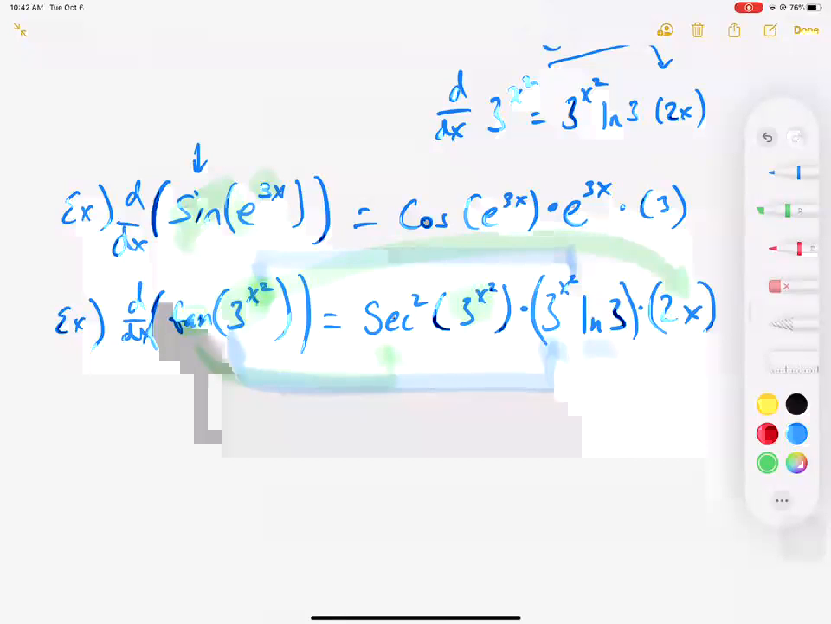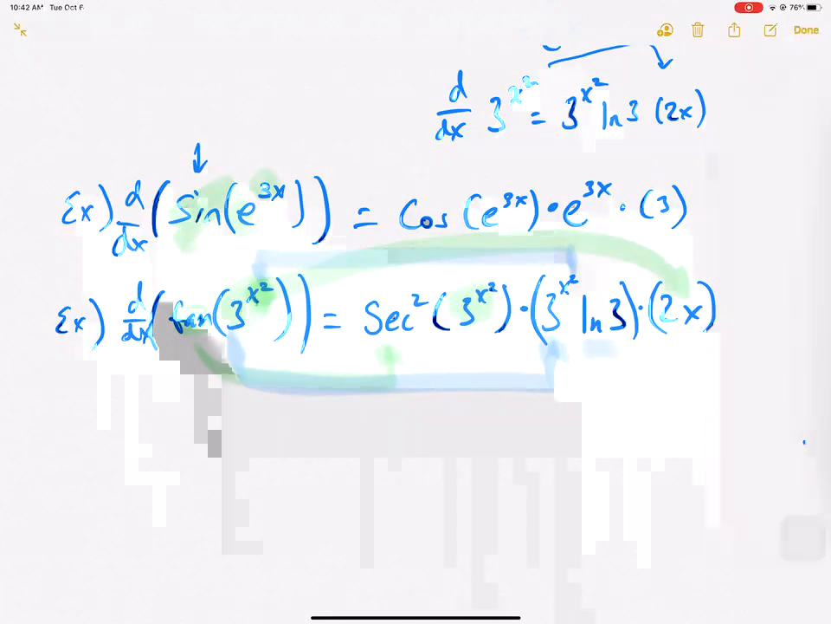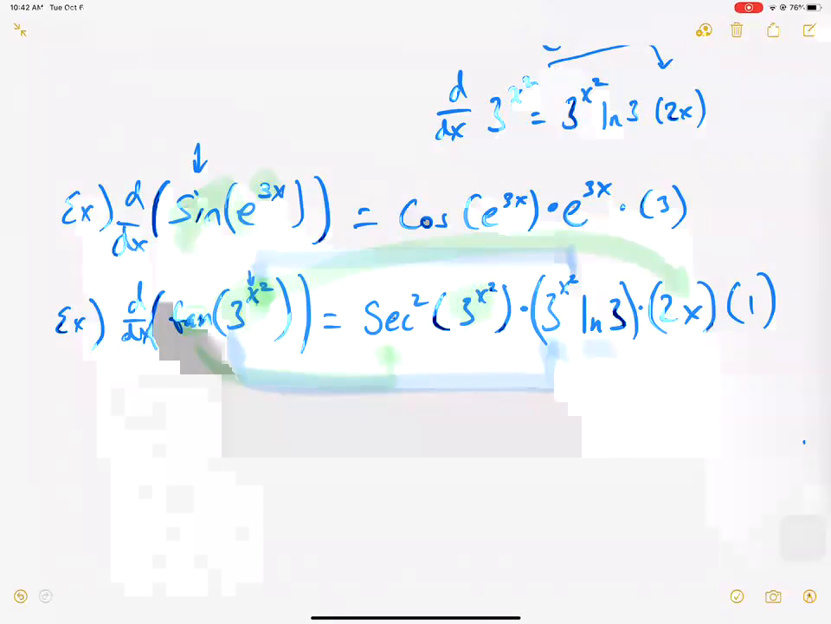If you want to go into the matrix one more time, the derivative of x is 1, into that matrix. If you really want to.